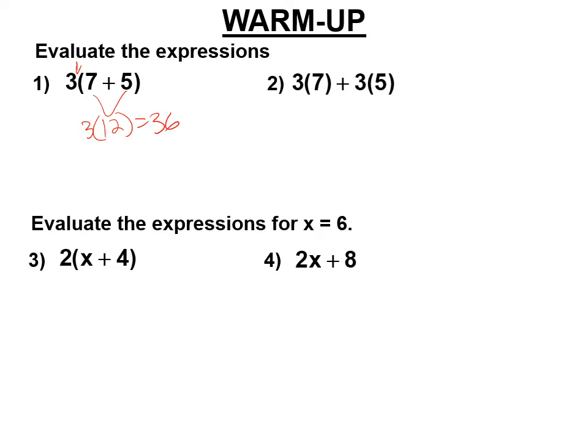Here, you multiply, right, order of operations, you do your multiplying, 3 times 7 and 3 times 5 first, you add those together. Oh, that's interesting. They both have the same answers. Let's see what's going on there.